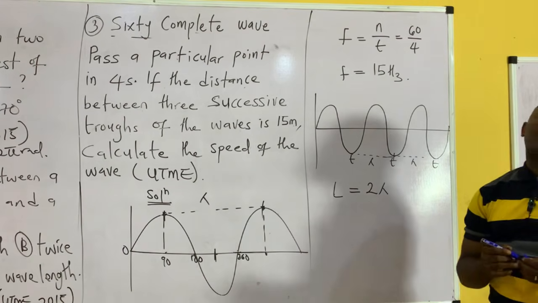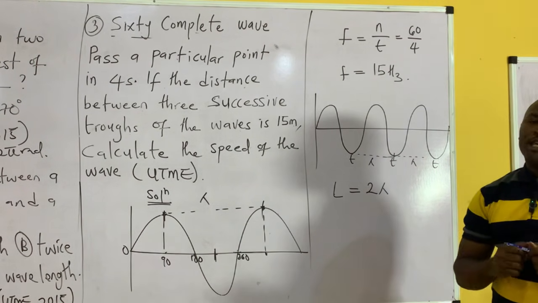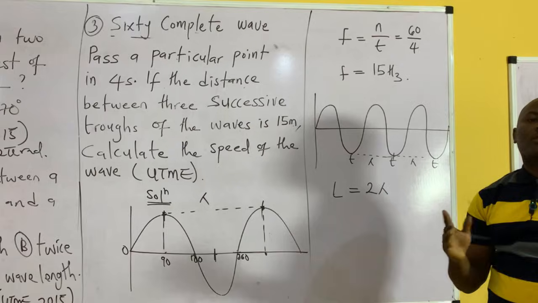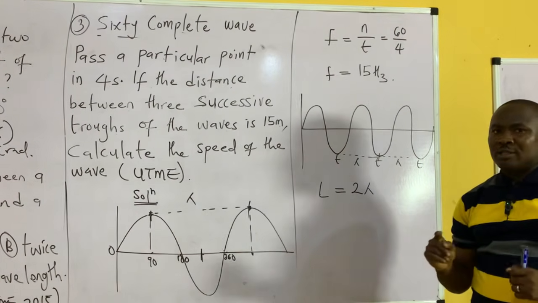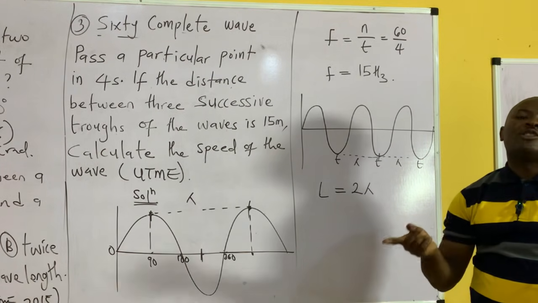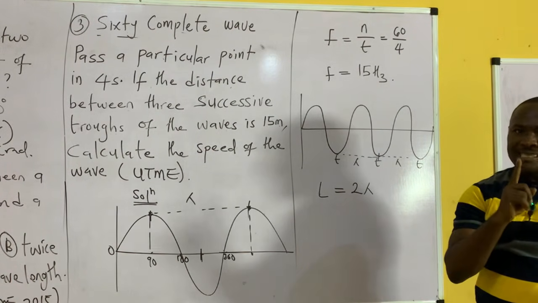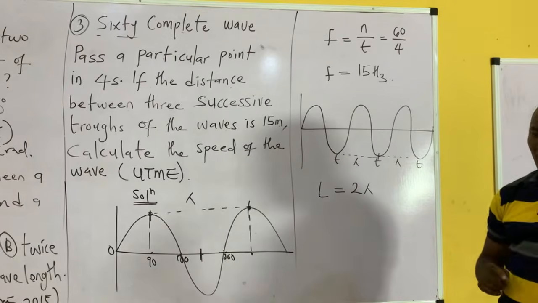What about if it was 5 successive troughs? It will be 4 lambda. What about if it was 10 successive troughs? It will be 9 lambda. That's 9 wavelengths. What about if it was 100 successive troughs? It will be 99. It's always a reduction of 1.